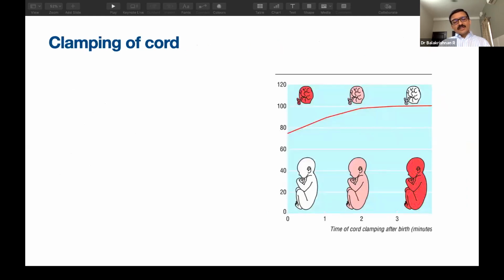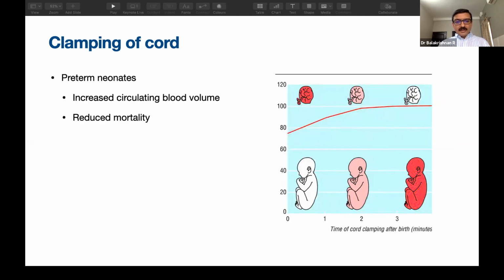One of the interventions that can go a long way in helping both preterm and term babies at the time of birth is clamping of the cord. As you can see in this diagram, a baby who is born with early cord clamping has a blood volume of around 70 to 80 ml per kilo. If you're able to delay the cord clamping by about 1 to 2 minutes, the blood volume goes up to nearly 100 ml per kilo. So how does it help? Especially in preterm neonates, it increases the circulating blood volume. It reduces the mortality as per Cochrane.